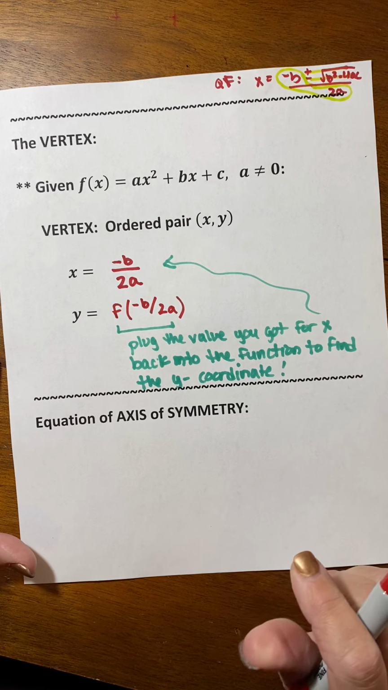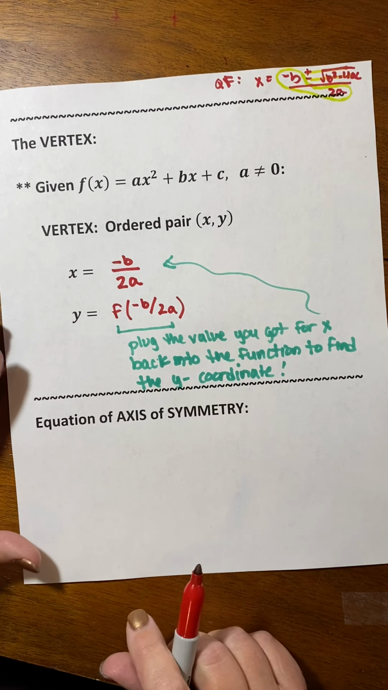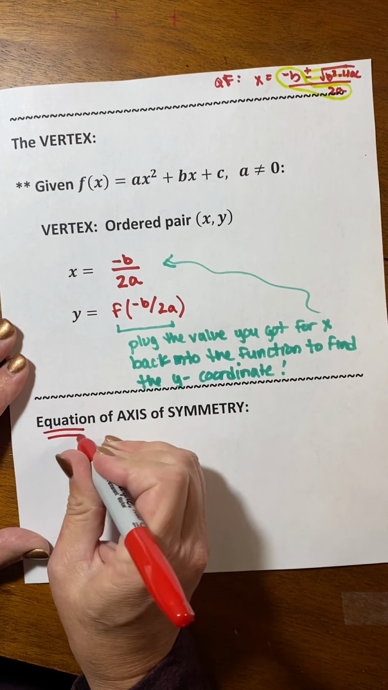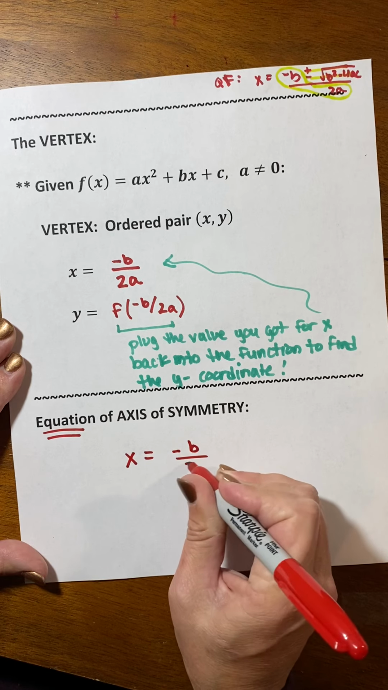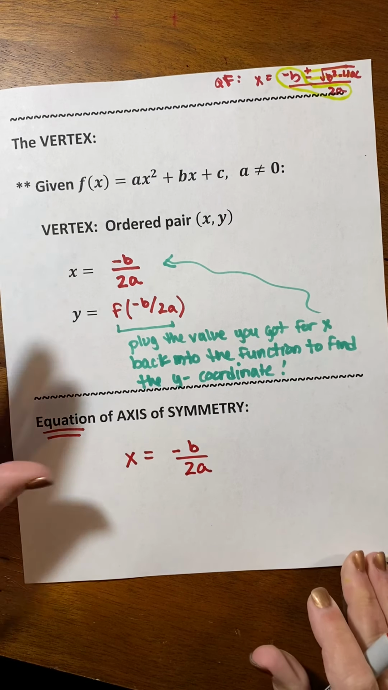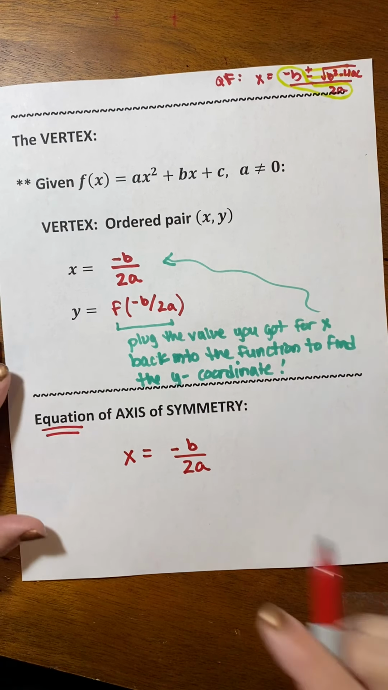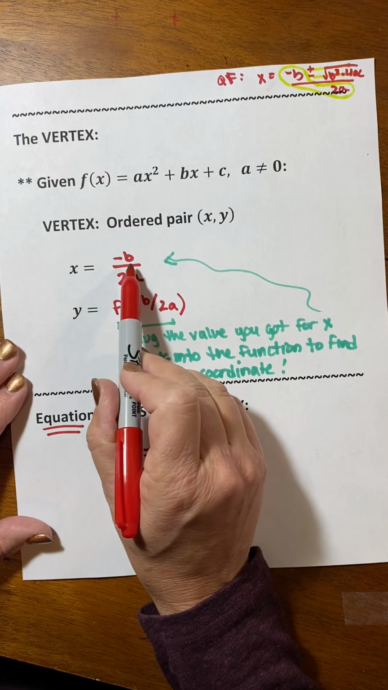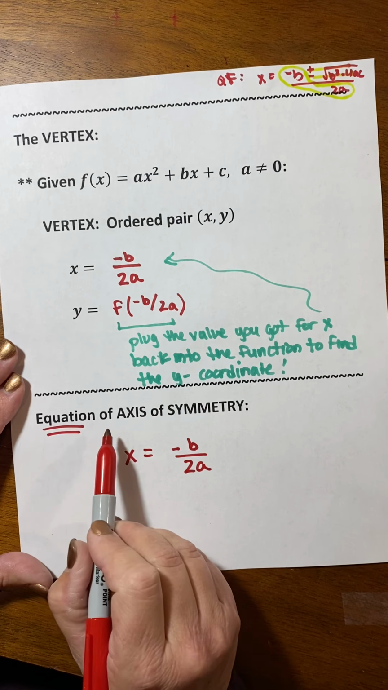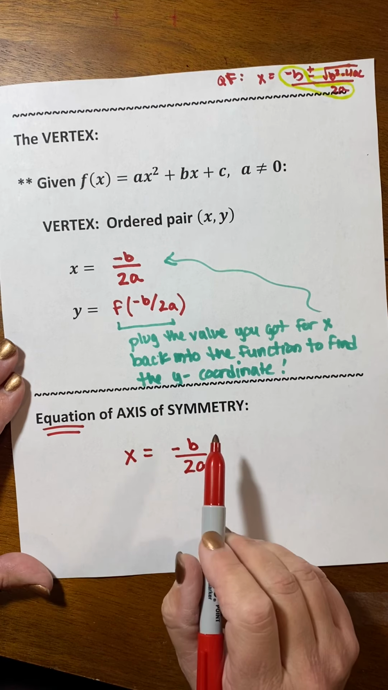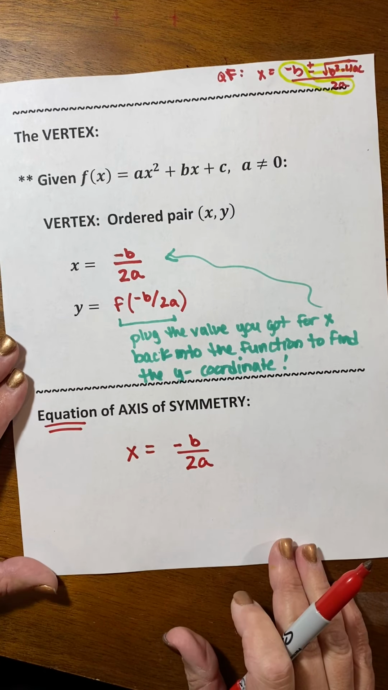Once we have the vertex, we automatically have the equation of the axis of symmetry. The equation of the axis of symmetry is just x equals -b over 2a. Now you have to be really careful because that's different than this x equals -b over 2a. Here we're looking for a numerical value that's going to be the x coordinate of the vertex. The equation of the axis of symmetry is the vertical line, x equals the number, which just happens to be the x coordinate of the vertex.